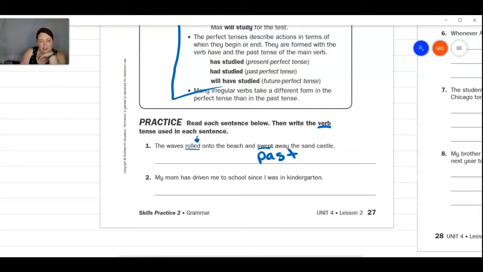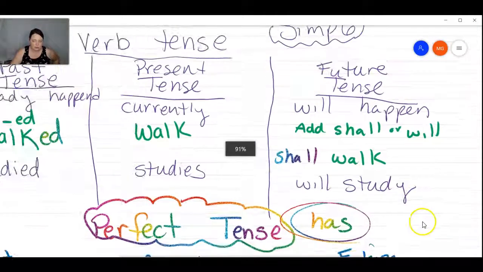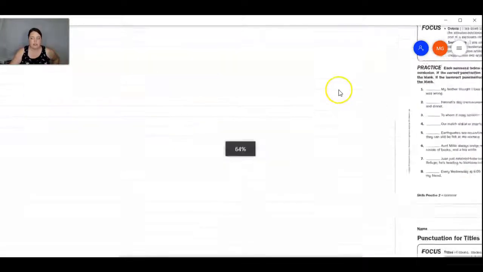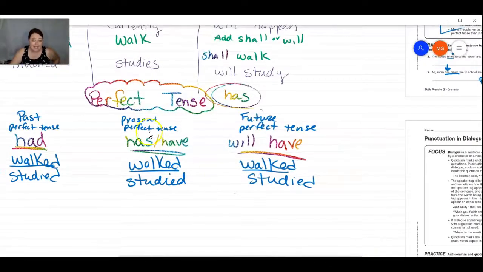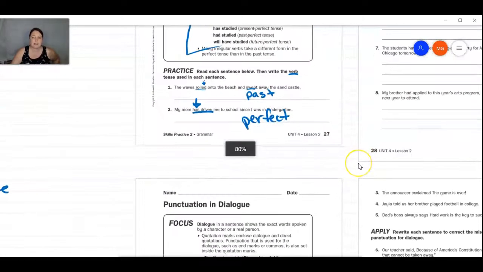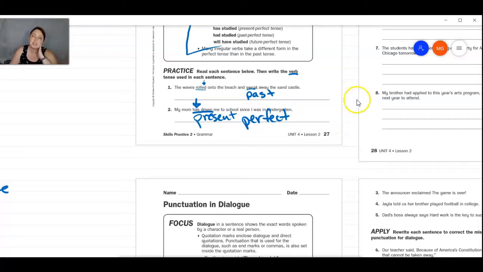My mom has driven me to, okay, so here's the verb. Oh, I need to work on my underlines, guys. Has driven me. Oh, has. There's only one type. So whatever I choose, it's going to be perfect. My answer is perfect because has is perfect: has plus the past participle. If I go look at my notes, has. So has is perfect, and it's present perfect.